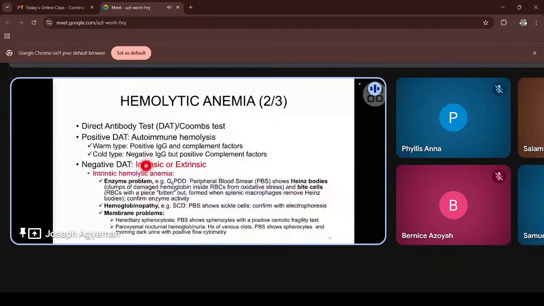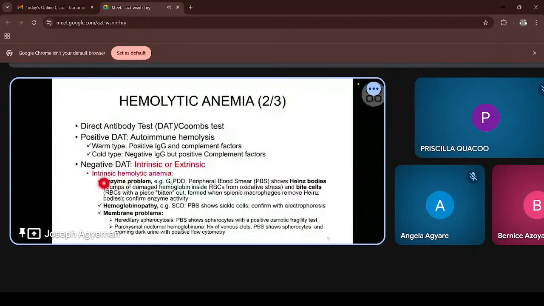So now let's look at the situations where the problem is with the red cells themselves. What are the possibilities? If the problem is with the red cell, you term it an intrinsic hemolytic anemia. Intrinsic, it is with the red cell. Extrinsic, the hemolysis is happening, but the problem is not from the red cell. It is some other cause that the red cells are suffering. It is not a problem with the red cell.